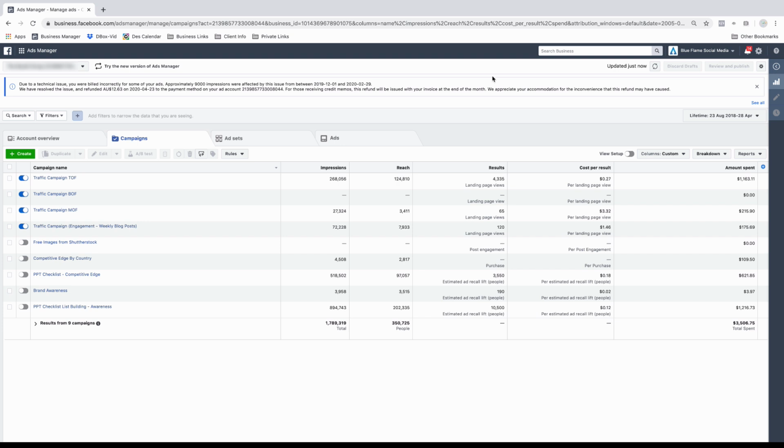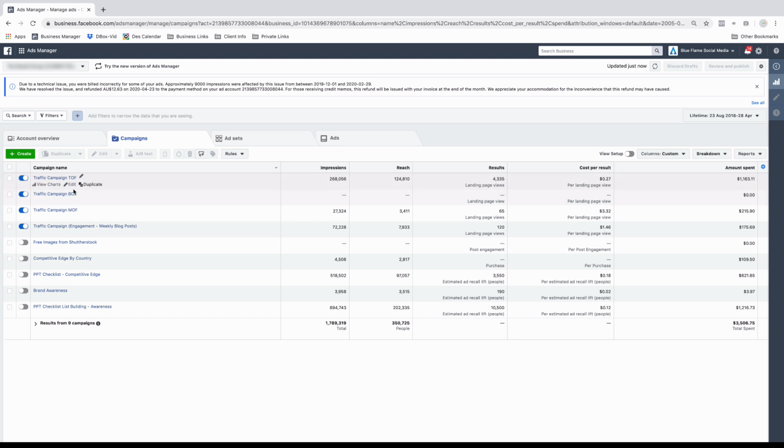So what you can see here is I have a traffic campaign top of funnel, a traffic campaign middle of funnel, and a traffic campaign bottom of funnel. So that's what top, middle, and bottom means. At the top of funnel, we're having a look at the number of impressions. We can see the reach. We can see the results. So we're getting some really good landing page views. The cost per result is low, and we've got a good spend. So I'm very happy with what I see here.